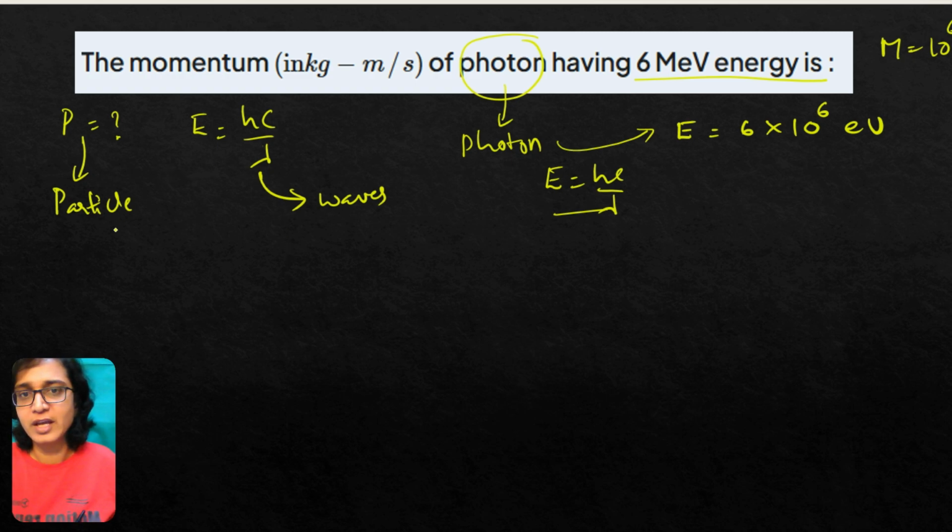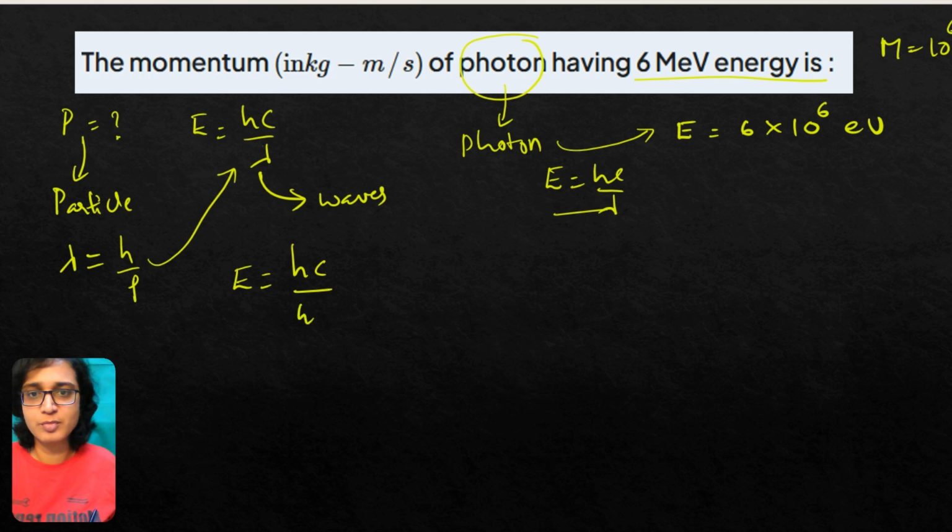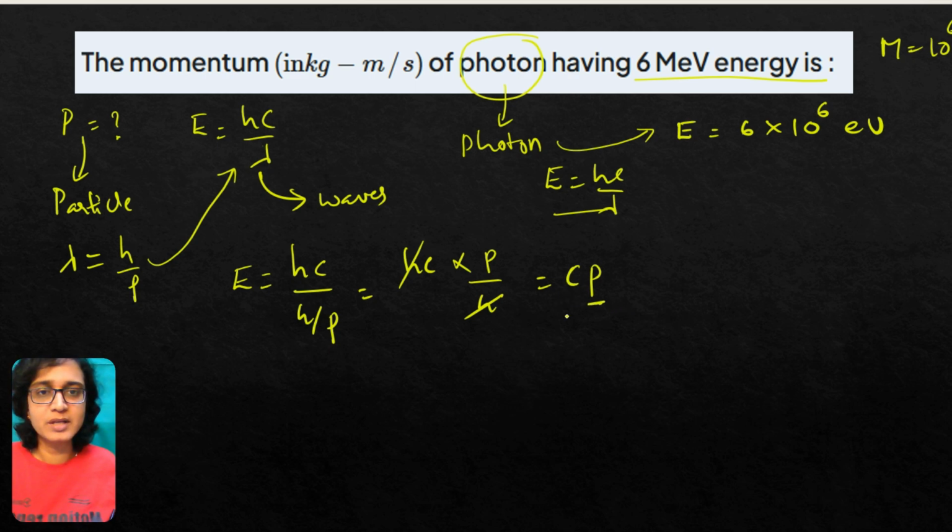So wave particle duality is nothing but de Broglie's hypothesis. They are asking on the basis of de Broglie's hypothesis. Next, momentum: we can write lambda is equal to h by p. Substitute this lambda value here. So E is equal to hc by (h by p), that will be hc into p by h. You will get c into p. C is the velocity of light, p is the momentum. So we finally got E is equal to cp.